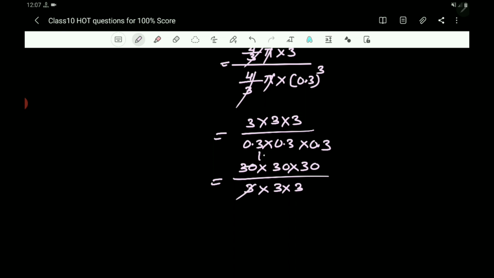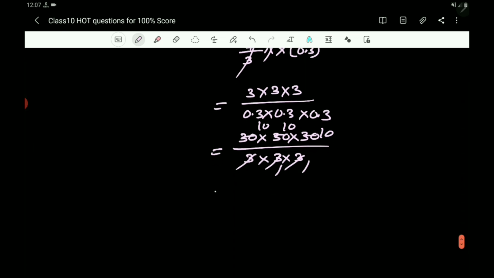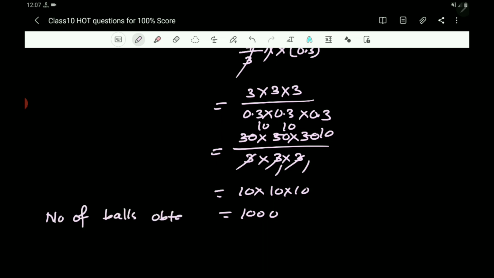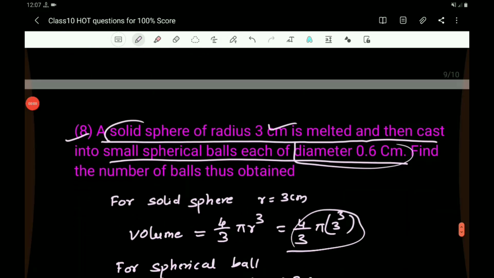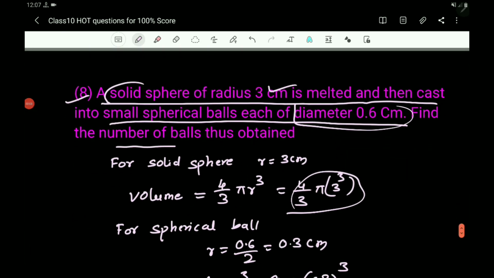So 3 ones are 3 tens are 30, that equals 10 into 10 into 10 equals what? 1000. So you can write that number of balls obtained equals 1000. Here the number of balls thus obtained are 1000. 1000 balls are obtained from the solid sphere of radius 3 cm.